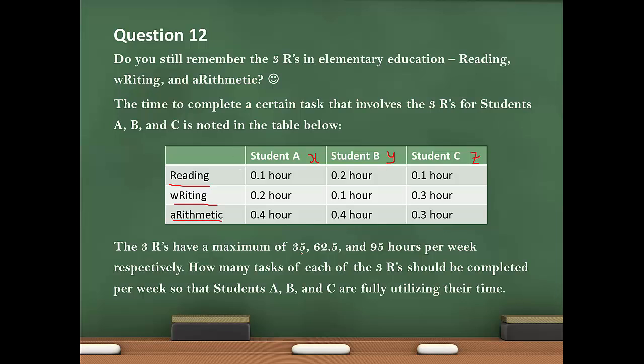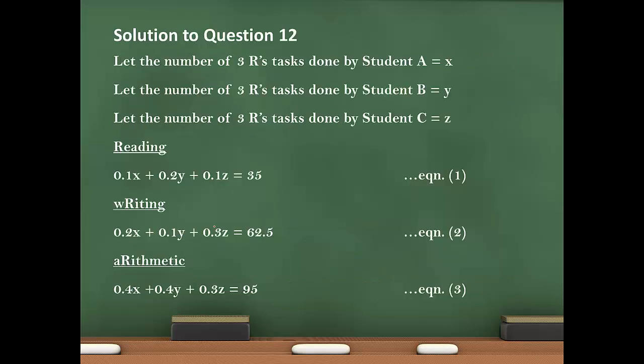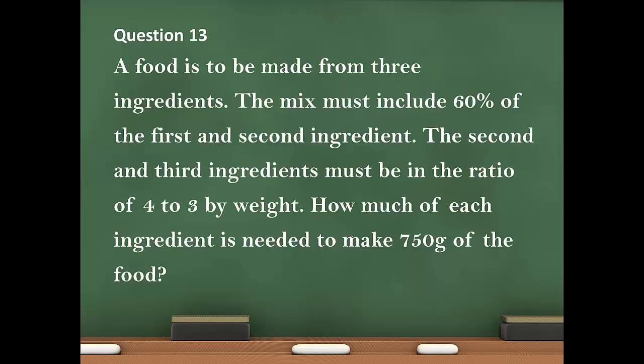Remember, this is the maximum hours, respectively. What does respectively mean, folks? It means that this is for reading, this is for writing, and this is for arithmetic. So when you have that, you have these equations right here. Do you understand?